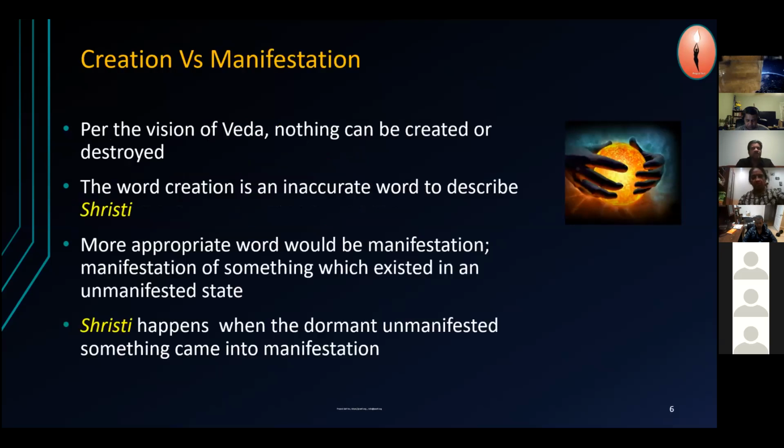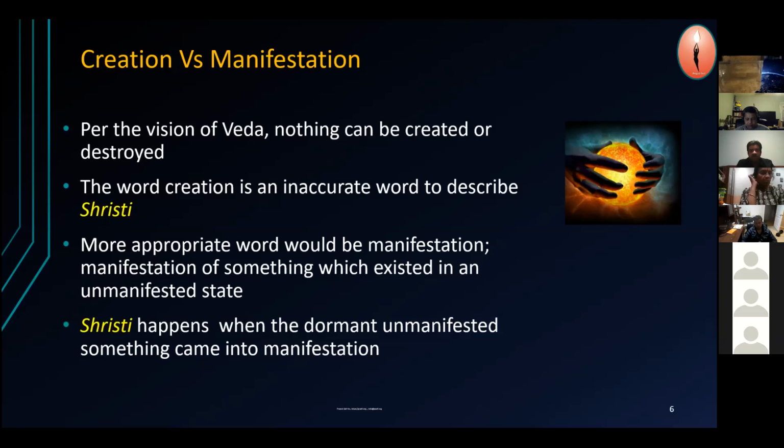So the first thing is creation versus manifestation. Per the vision of Veda, nothing can be created or destroyed. This is very explicit in the Mandukya Upanishad Karika. It clearly tells you can neither create nor destroy anything. Does that sound logical? If it is not, it is illogical, correct? True. It is such a beautiful idea, nothing can be created or destroyed. So the word creation is really inaccurate.